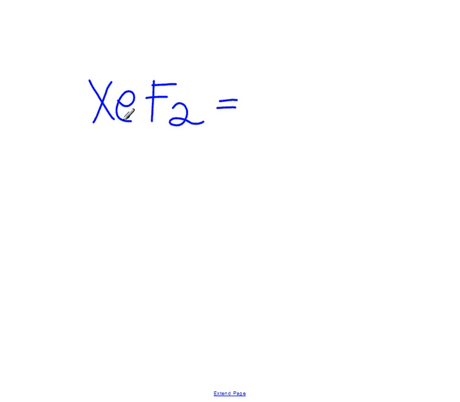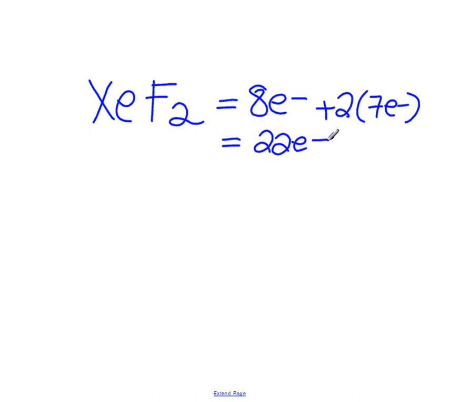Xenon is in group 8, which means 8 electrons. There are 2 fluorines. They're in group 7. So when we add that together, that means we have 22 electrons that have to go in the diagram. Xenon goes in the center, and the fluorines have to go around. I've put in 4 electrons so far. So in my head, I still have 18 more to put in my diagram.